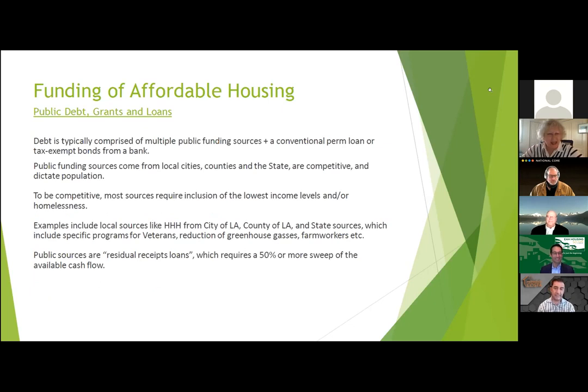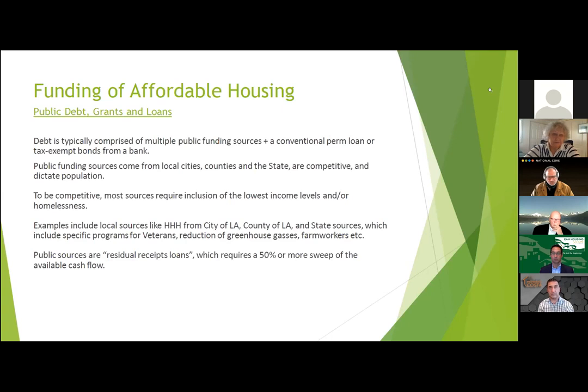Okay. So public debt, grants, and loans. We discussed debt. Debt we have, if it's tax-exempt bonds or conventional financing, at the end of the day, we are going to an institutional lender to get either or. One is in the form of tax-exempt bonds. They're either private offerings or public offerings. And those typically are coupled with what we know as 4% tax credits. The conventional financing comes typically along with 9% credits. And in both cases, obviously, those are permanent sources, but we need construction funding for the construction period.